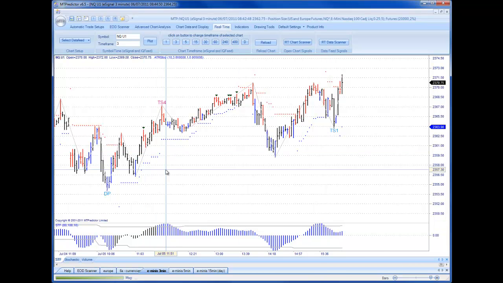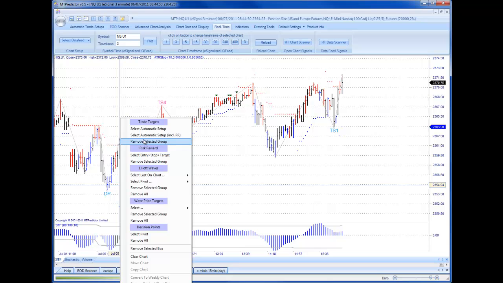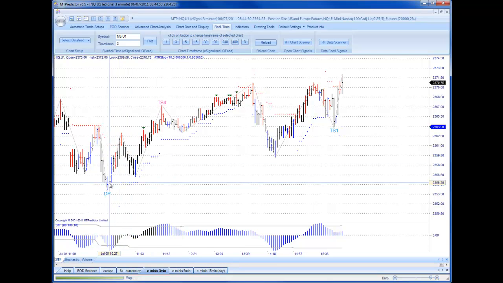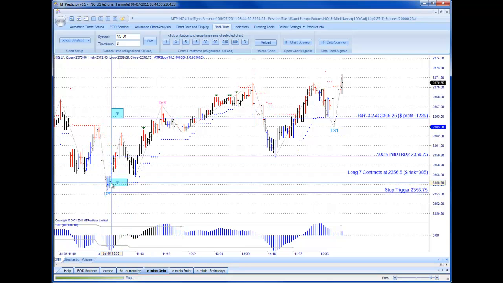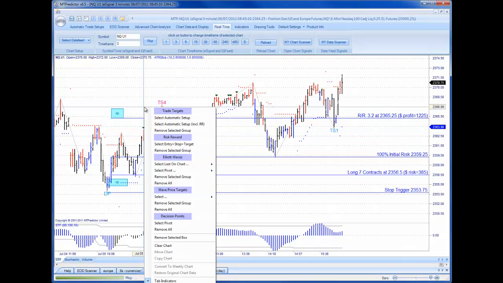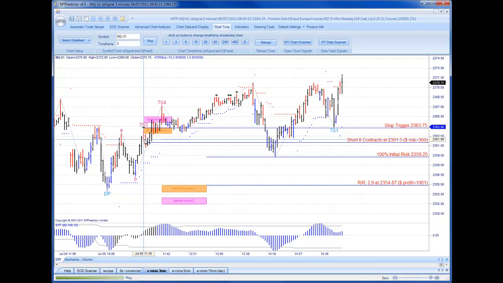So let's see what the result of this would have been. If we right mouse click, select automatic setup, click on the blue buy bar here, you can see we had a DP buy, market went up to the first target. But let's assume you're a standard trader and you then had a sell setup on this bar here, which would reverse your long trade to a short. So what would have been the profit from our first buy setup into this sell here?